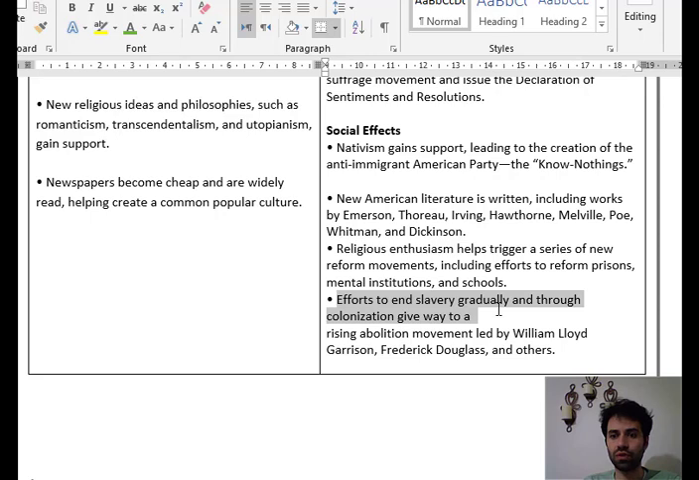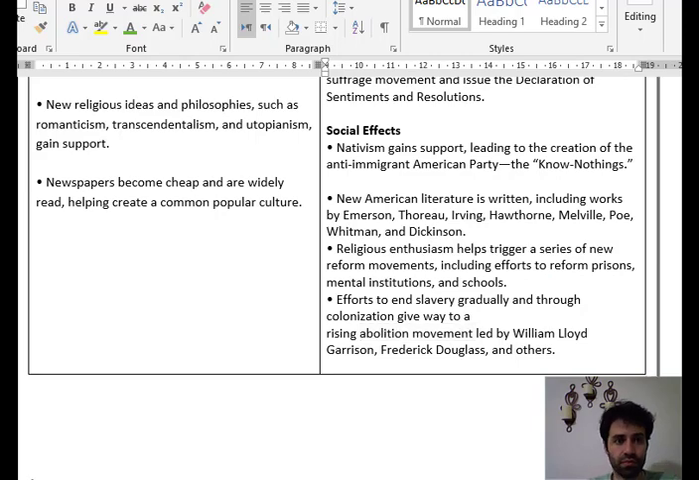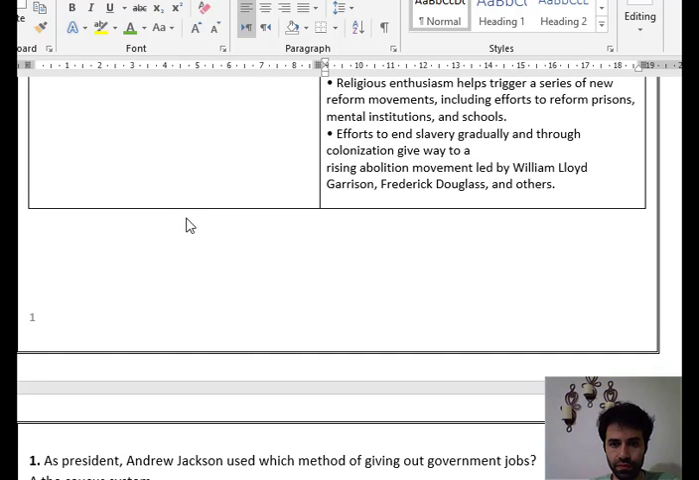Efforts to end slavery gradually and through colonization gave way to a rising abolition movement led by William Lloyd Garrison, Frederick Douglass, and others. So the abolitionist movement was a movement that could end slavery in the United States. This is a very important point for you.